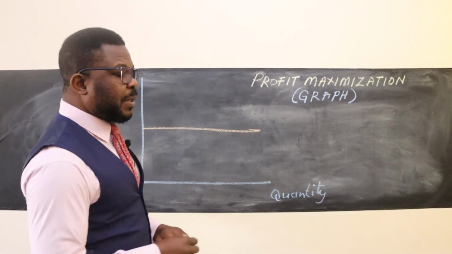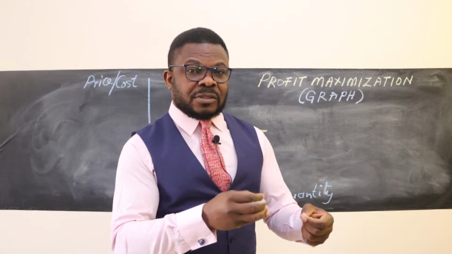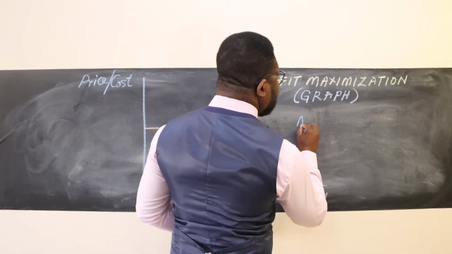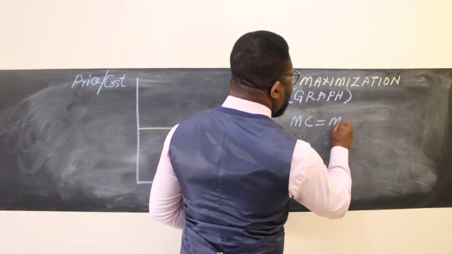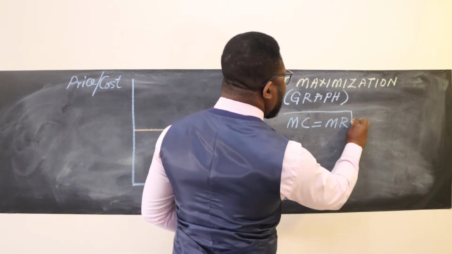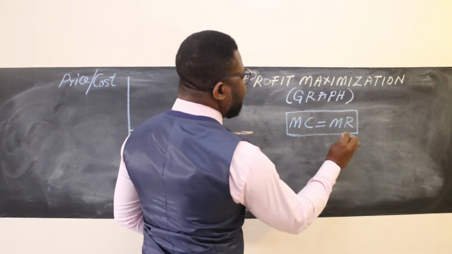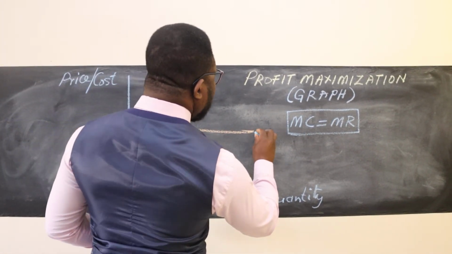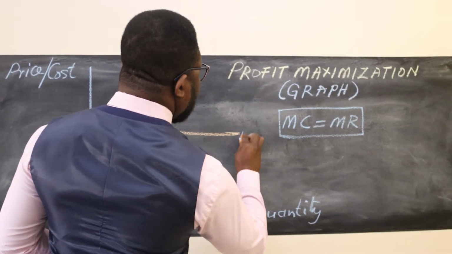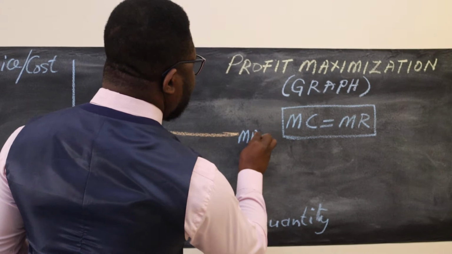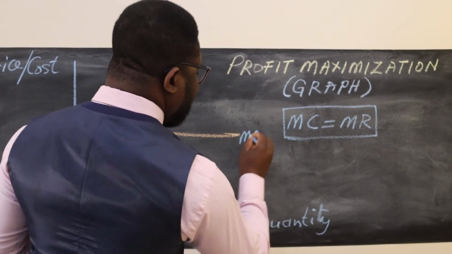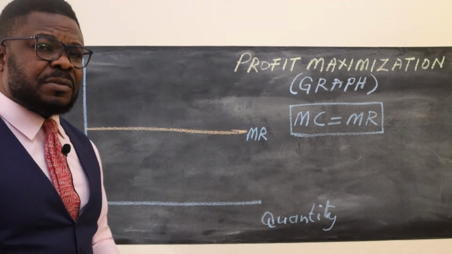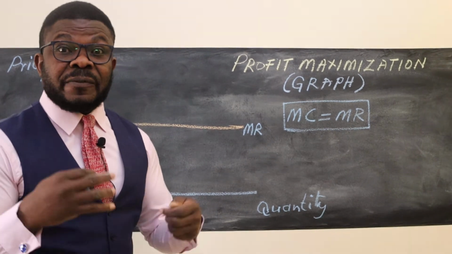Let's remember, the first condition is to look for the marginal cost equals marginal revenue on the graph. So here, the condition is marginal cost equals marginal revenue. Remember this all the time. This is your starting point. This is very, very crucial. So let's assume that we have this line as the revenue, which is for perfect competition. By the way, this is for perfect competition. We will cover monopolistic competition in a different video.